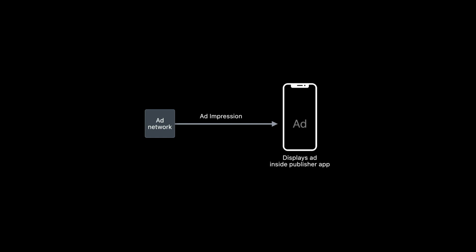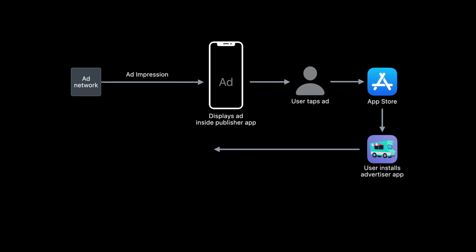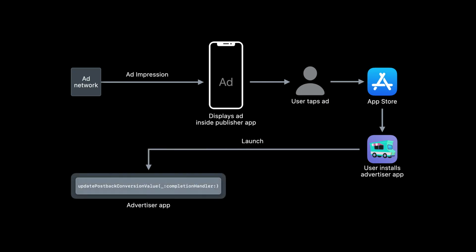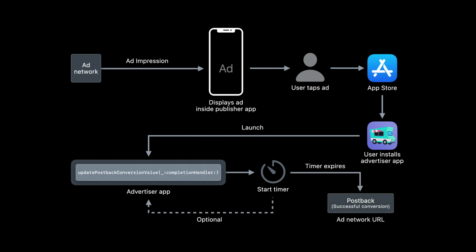The ad network generates a signed impression for the advertiser app. The publisher app uses this impression and displays this ad. The user then taps the ad and installs the app. When launched for the first time, the app calls an API to signal the conversion. The app can then repeatedly call this API to update the conversion value and capture various levels of engagement and return on ad spend. Once the timer expires, we send the postback containing the attribution data to the ad network.